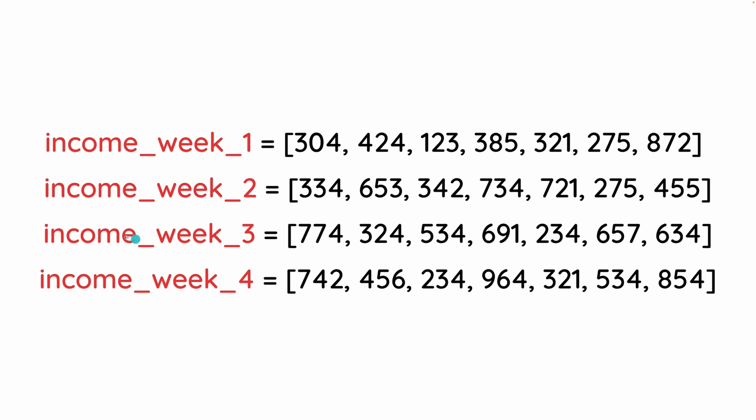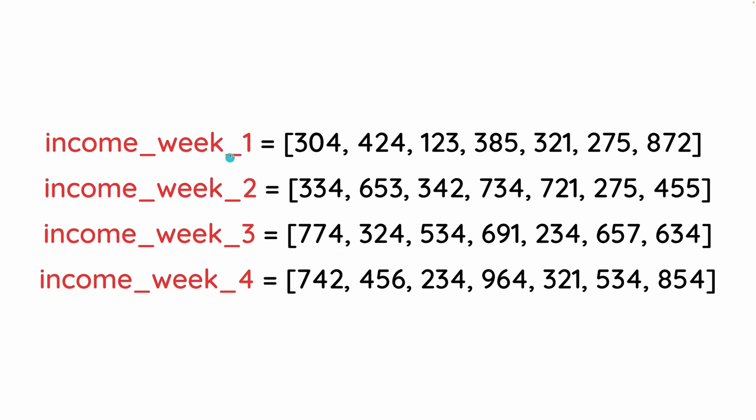So for example, over here, let's say we have 4 different lists, and each list indicates how much money I made on a particular day of a particular week. So the first week on Monday, I made $304. On Tuesday, I made $424. Wednesday, Thursday, Friday, Saturday, Sunday. And then over here, this is week 2. This is how much I made on Monday, Tuesday, etc., etc. You guys get the point.